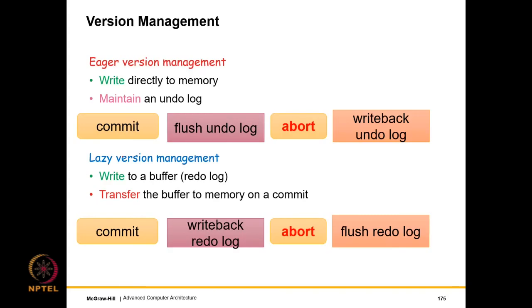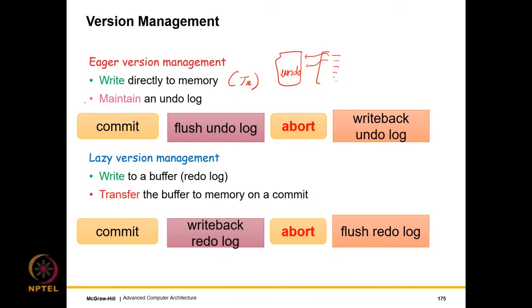So in eager version management, what happens? We write directly to memory. Any transaction which is executing just writes directly to memory. Nothing else. And then we maintain an undo log, which means that just in case the transaction gets aborted, whatever it wrote, its write set, we just buffer the values that were overwritten for the first time, so that those are kept in an undo log. And once the transaction aborts, we take values from the undo log and repair the state.